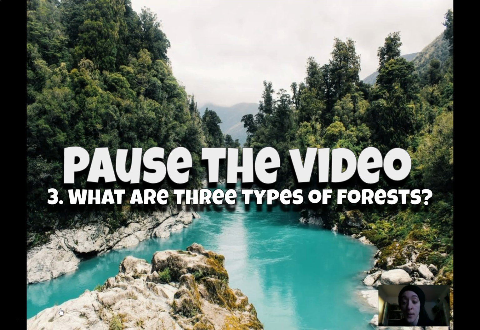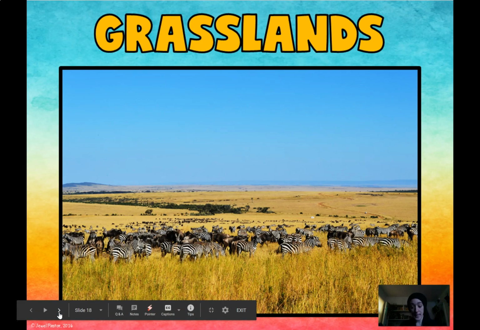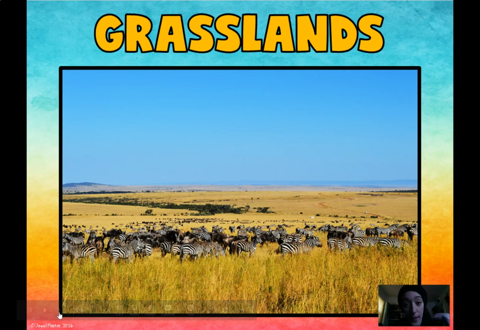Okay, awesome. So you should have written tropical, temperate, and boreal. Tropical, temperate, boreal forests. Fantastic. Our third biome today is grasslands.